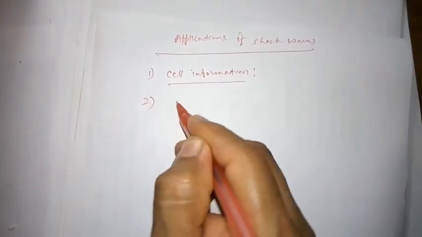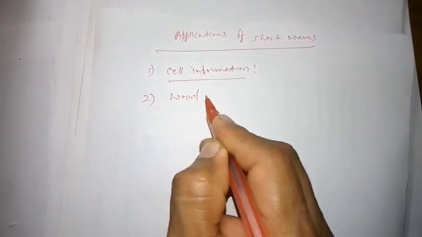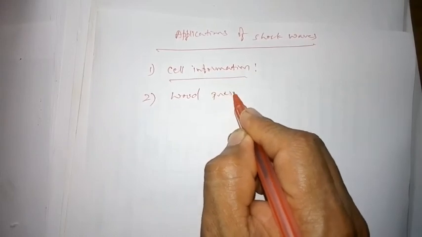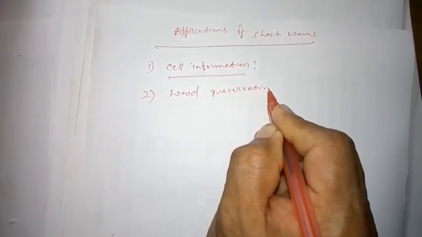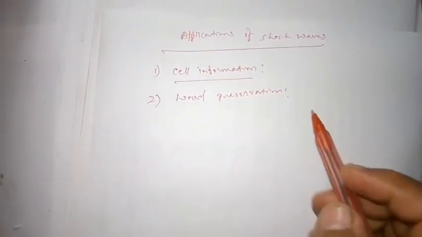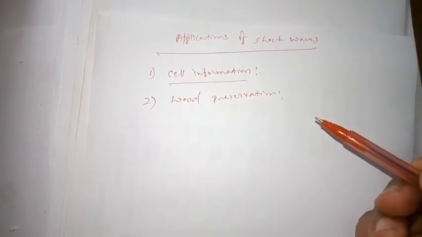The second one is wood preservation. By using shock waves, chemical preservatives in the form of solution can be pushed into the interior of the wood. This makes the process of introducing preservative into the wood much faster and more efficient. That is a speciality of wood preservation.